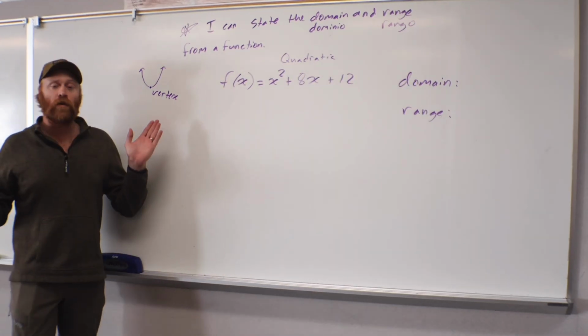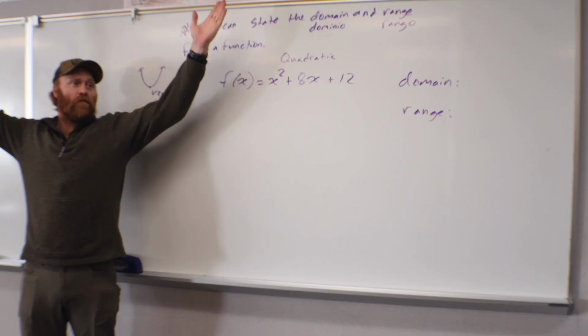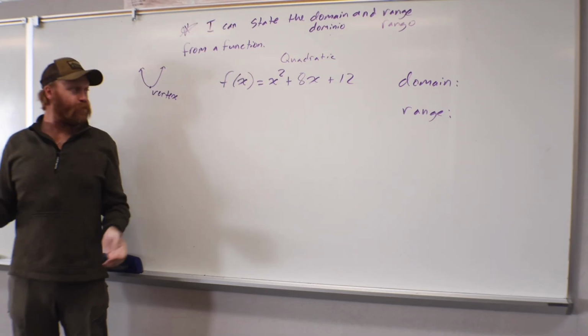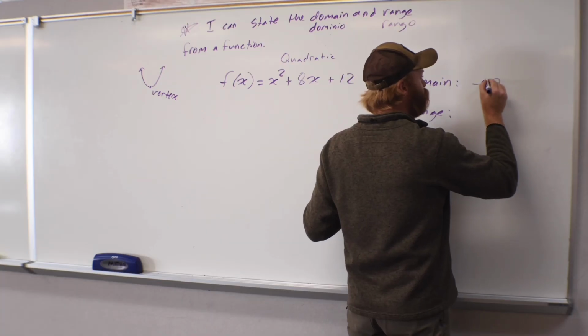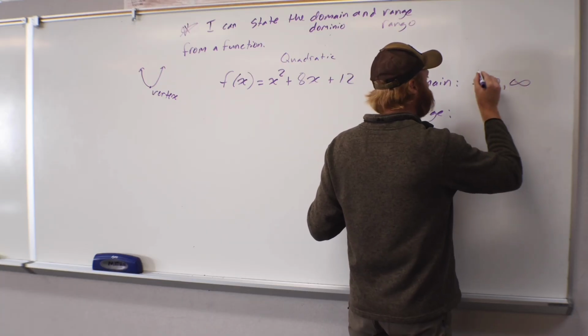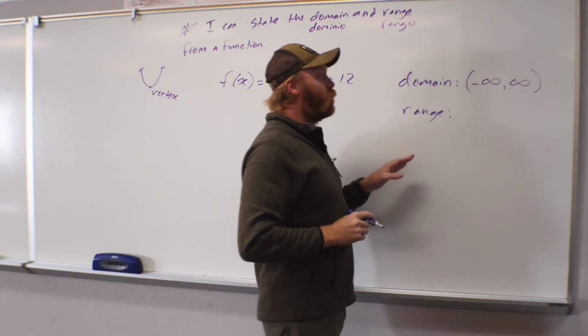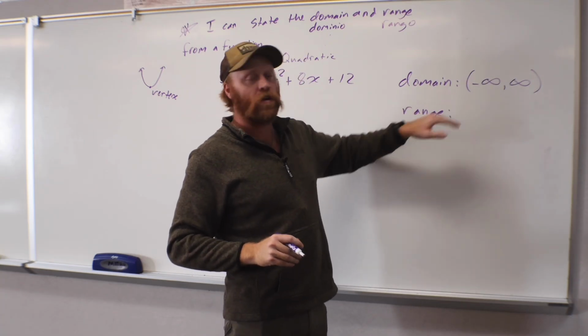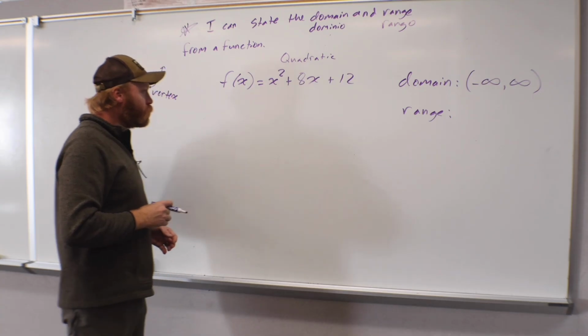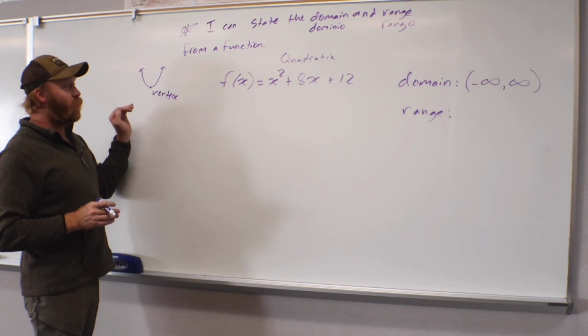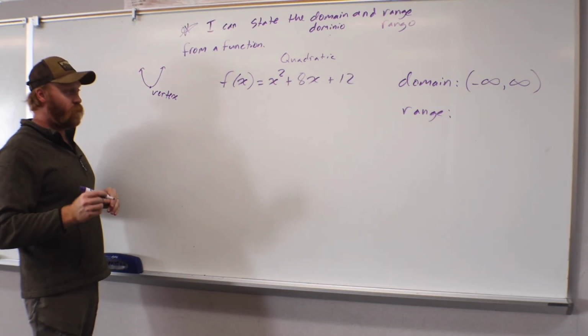Okay, if you notice for the domain, this is going to get wider and wider and wider. So our domain's pretty easy. We're going to go all the way from negative infinity to positive infinity. And it's going to be parentheses with infinity. We always use our parentheses because we can't include all of infinity. But our range is going to be determined on that vertex.